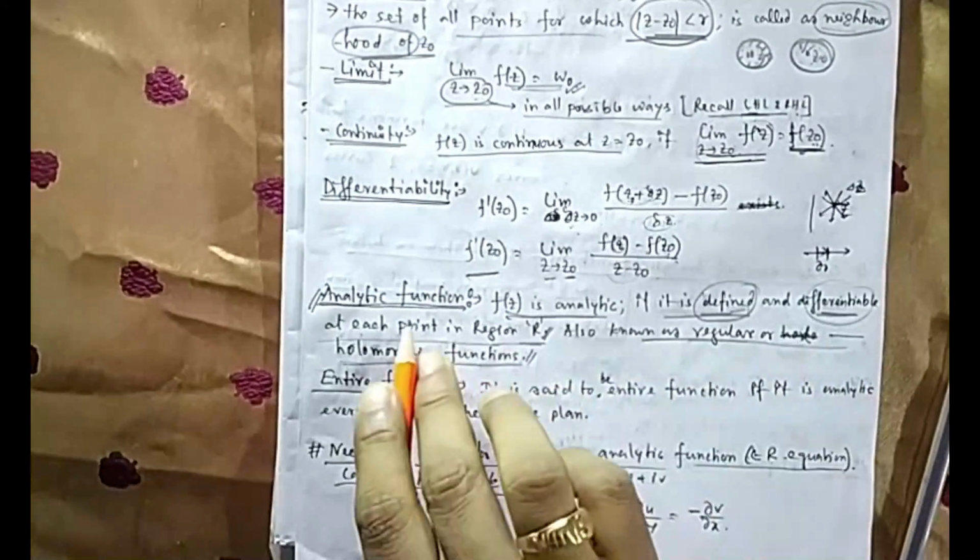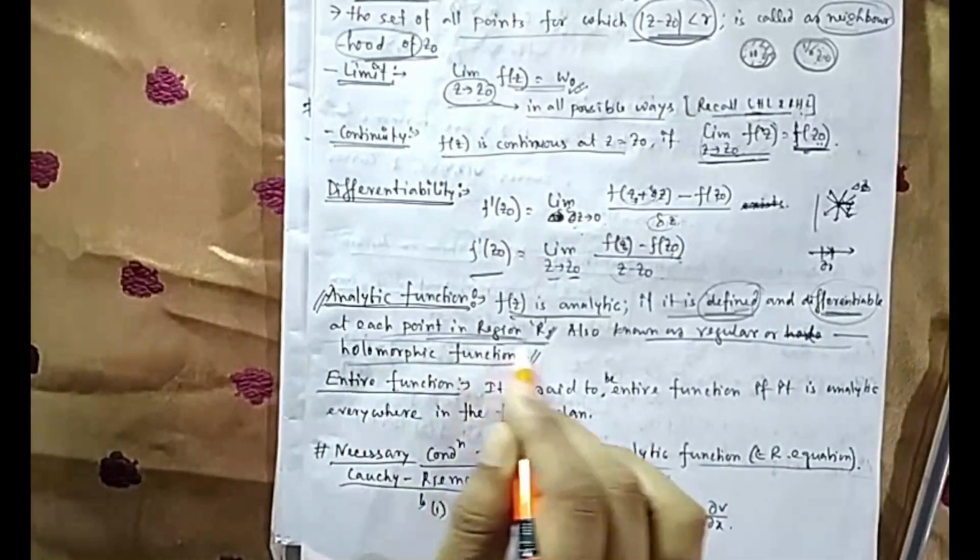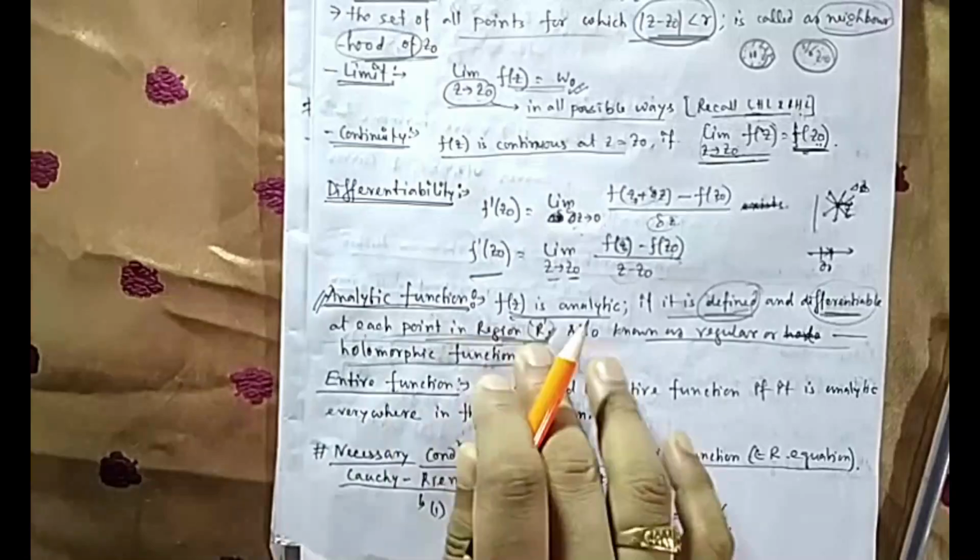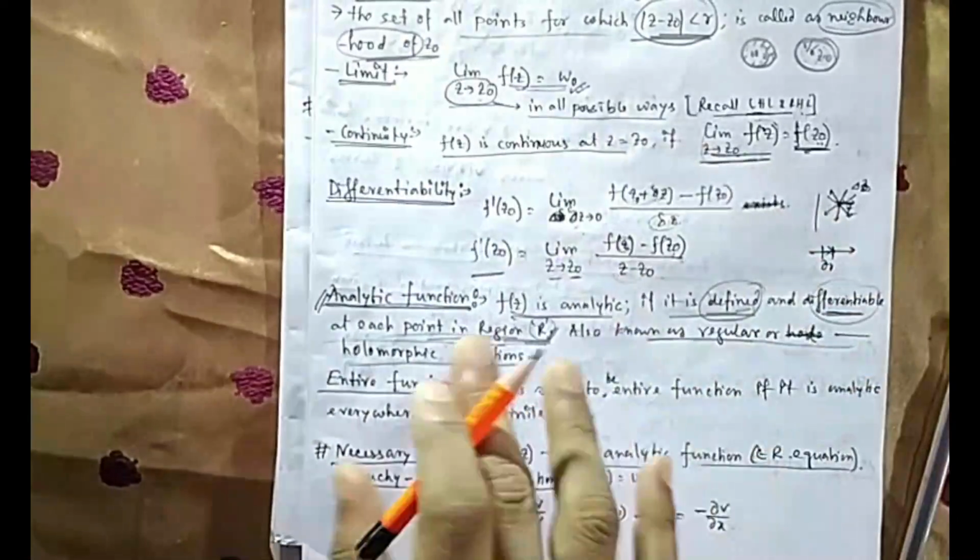In your normal calculus there was differentiability. Here also the differentiable functions are known as analytic, but not at a point. It should be differentiable at each point in the region. If it is differentiable at each point, then we say it is analytic over that region. So analytic is simply that it is differentiable.